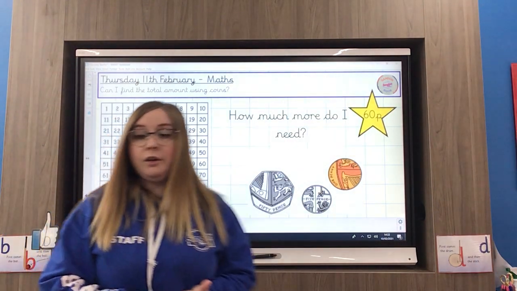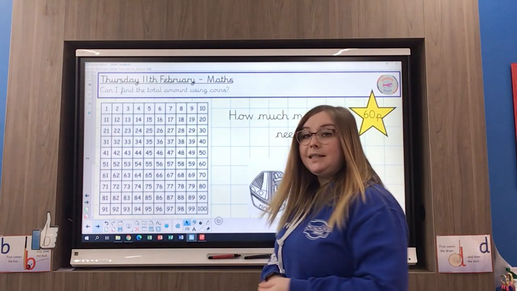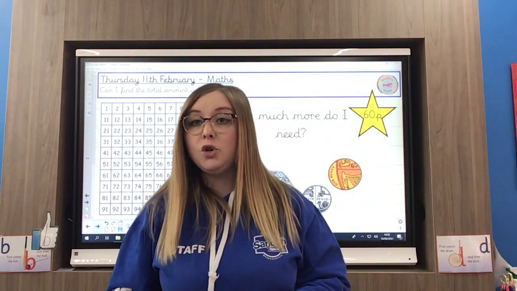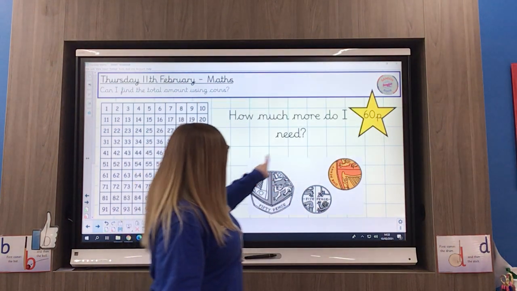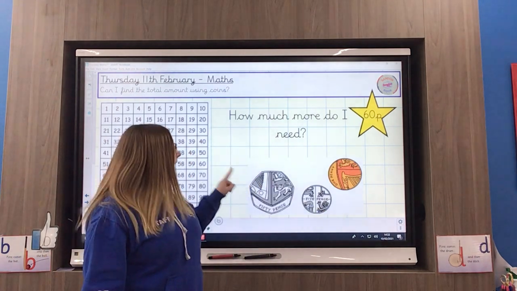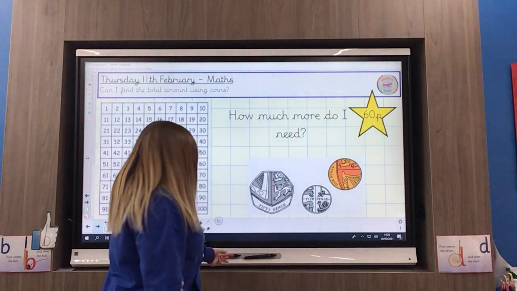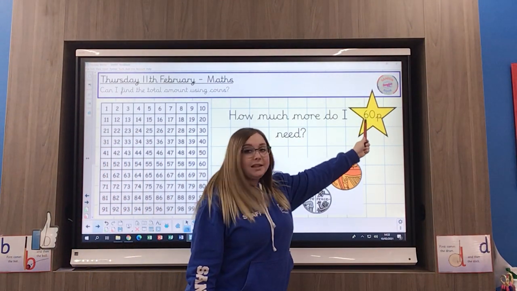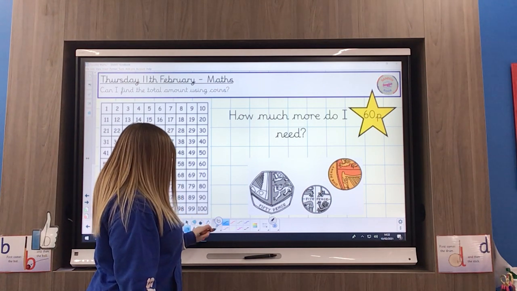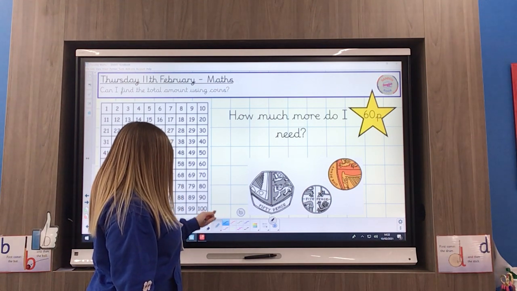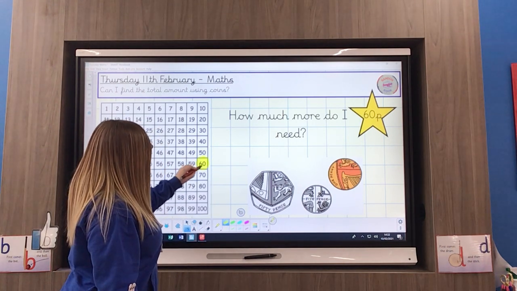Once you've done that, Year 4, your next set of questions are asking you to find out how much more money we need to make an amount. So I've got some coins and I've also got an amount that I need all together. So I need 60p all together. So I'm going to use my 100 square and I'm going to highlight my 60 because that's how much I need.